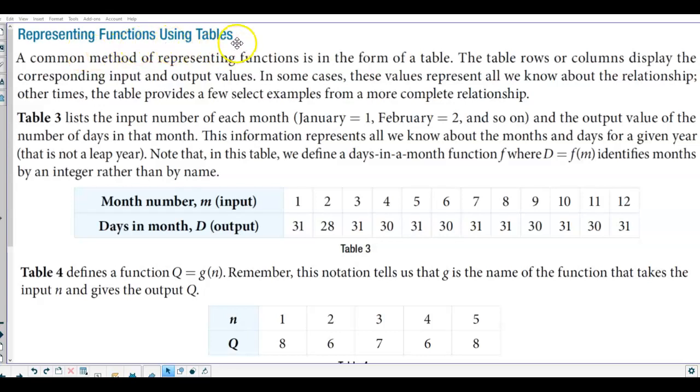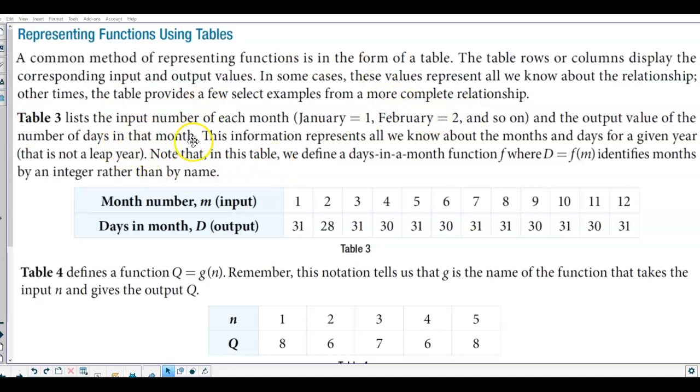Representing functions using tables. A common method of representing functions is in the form of a table. The table rows or columns display the corresponding input and output values. In some cases, these values represent all we know about the relationship. Other times, the table provides a few select examples from a more complete relationship.